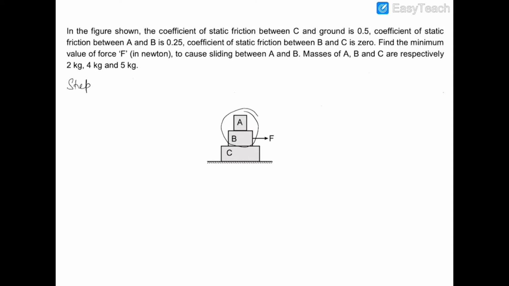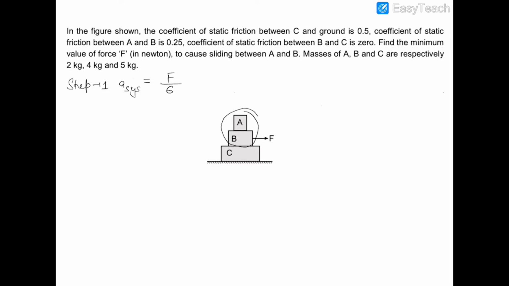And step 1 says that we have to find out the acceleration of the system. Now the system is of only these two masses A and B because they both are moving only. Therefore we can say that the acceleration of the system will be F upon 6 because their combined mass is 6 kg.